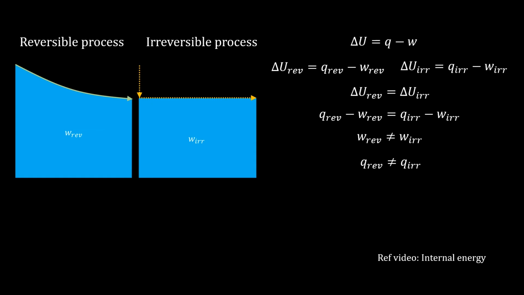So what is clear now is that unlike U, between the same two states, the work W or the heat Q are not the same. They depend on the process path. This is why they are called path quantities.